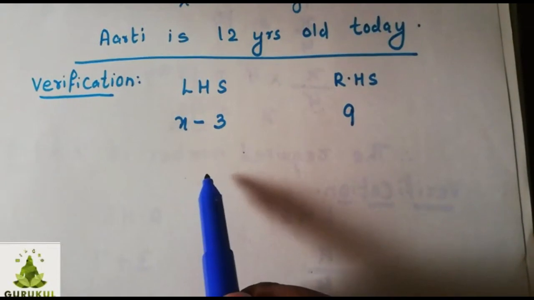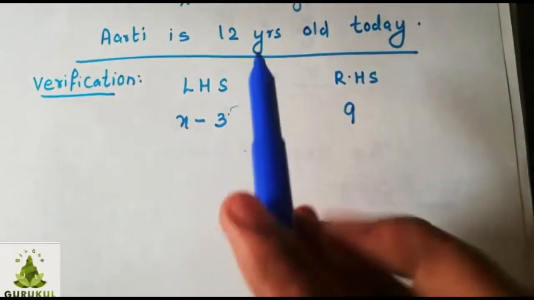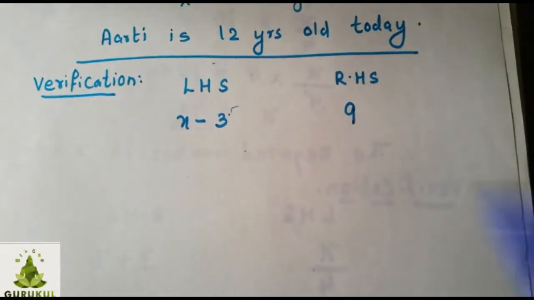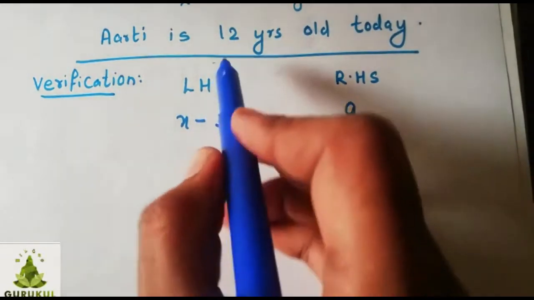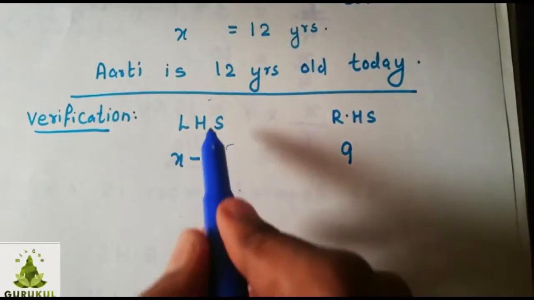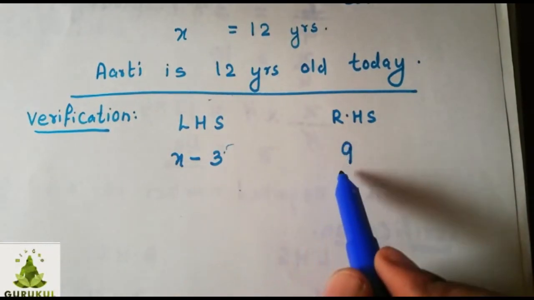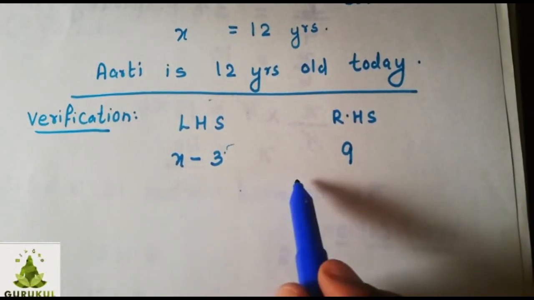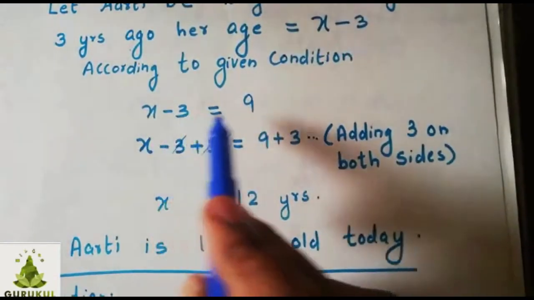Now, we will check or verify whether our answer, 12, Aarti's age is 12 years old today, is correct or not. How to do it? Put the value of x, that is 12, x equals 12, in the LHS part. This is the LHS of the equation and this is the RHS of the equation. x minus 3 equals 9 we wrote above. This is the required equation.